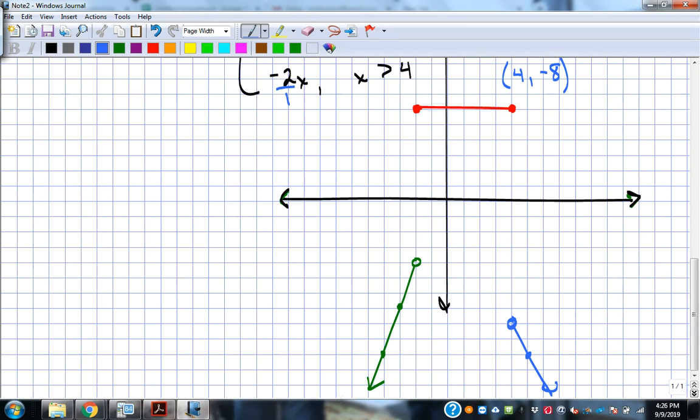Here we have graphed the piecewise defined function, and we got a picture of what it looks like. Now, what we want to do is talk about the domain of the entire function.